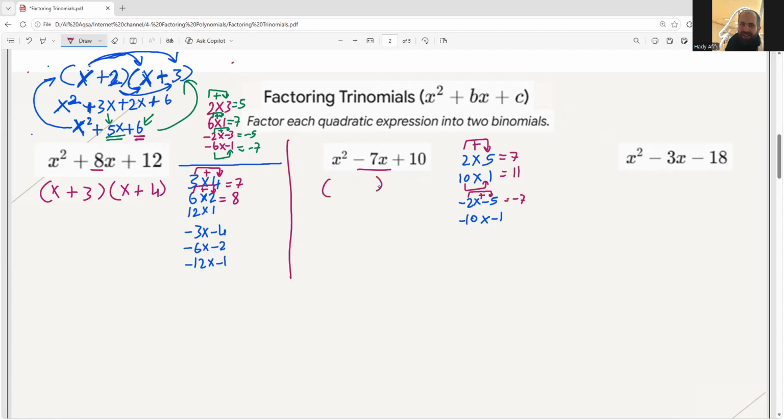So I'm going to open two brackets. I have an x here, x there. Okay, and the numbers that I'm going to use will be negative, it will be 2 and 5. Both of them are negative, as we can see here.